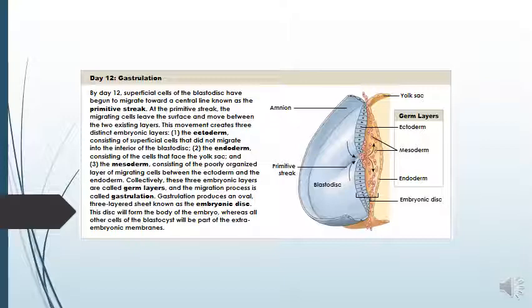Collectively, these 3 layers are called germ layers, and the migration process is called gastrulation. Gastrulation produces an oval 3-layered sheet known as the embryonic disc. The disc will form the body of the embryo, whereas all the other cells of the blastocyst will be part of the extraembryonic membranes.